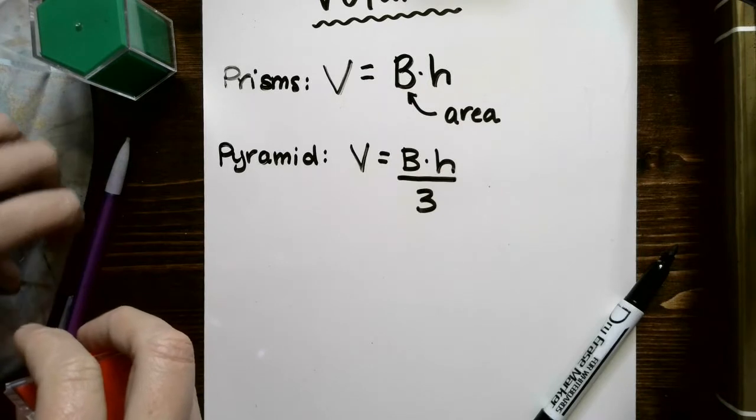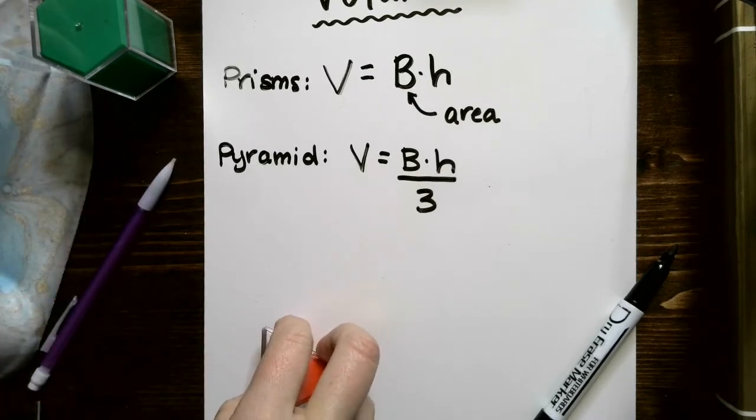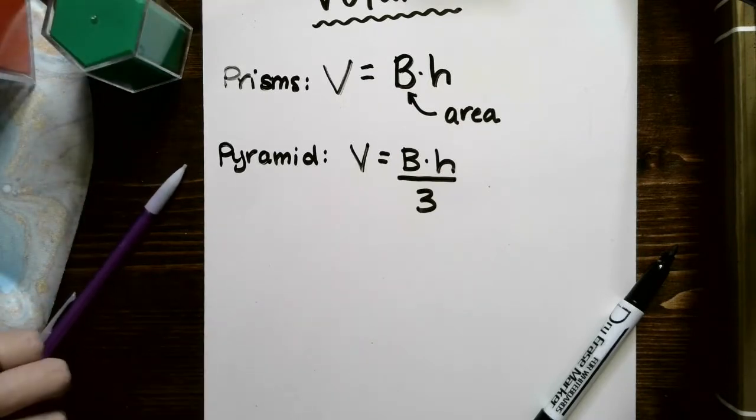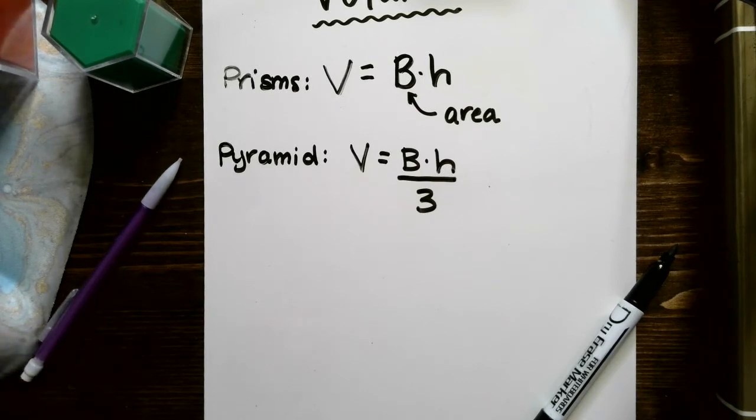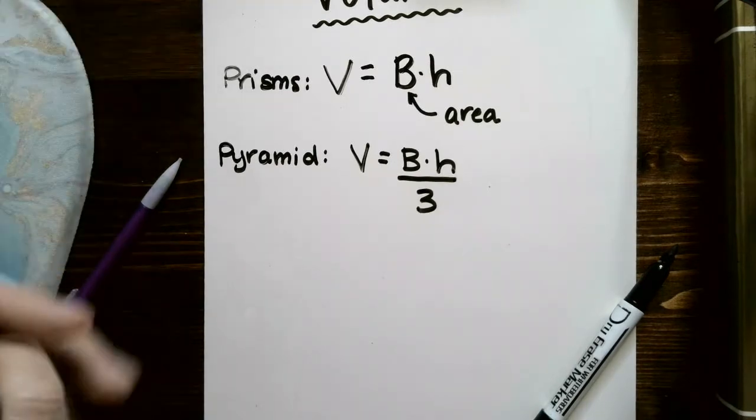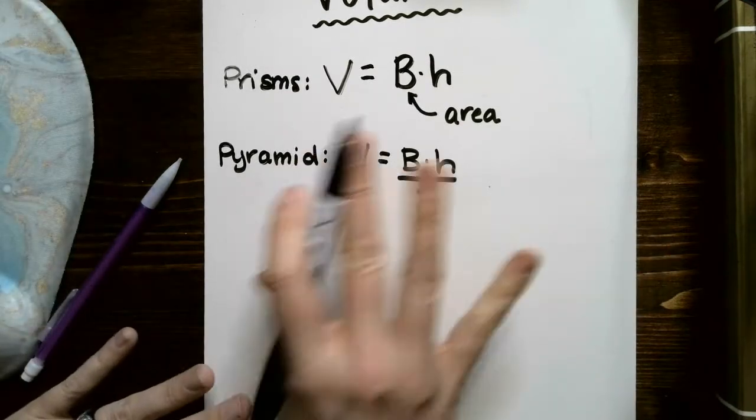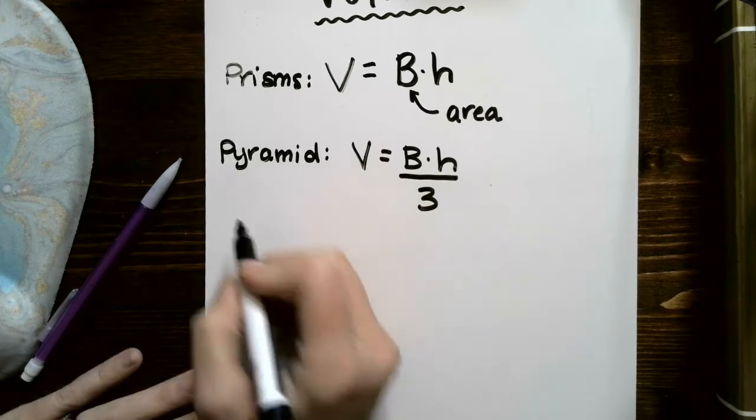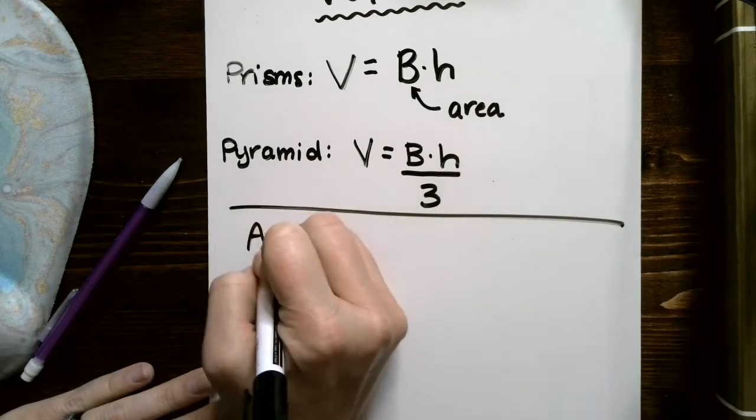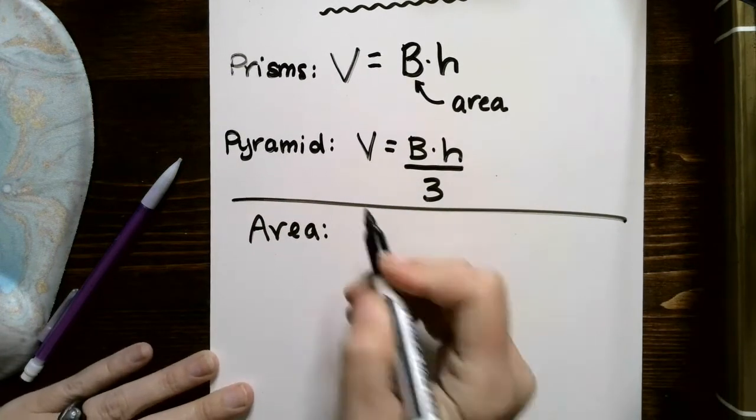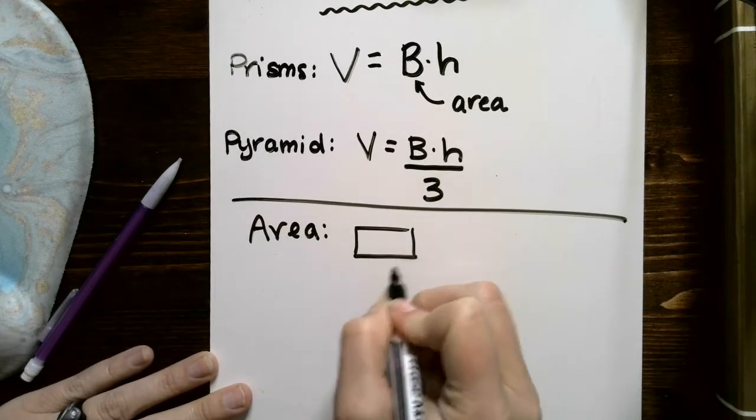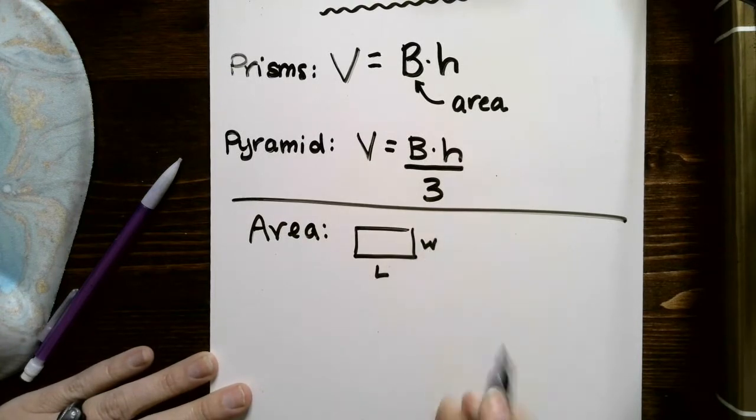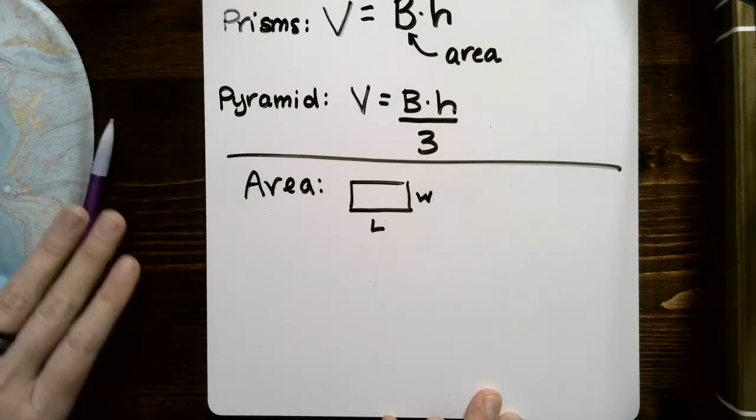Okay, so let's talk about some formulas that are going to be really helpful for you for finding volumes of pyramids and prisms. First, make sure that you're writing down these formulas. Then let's talk about some common areas for finding the base. We know the area of a rectangle is going to be length times width, or length times height. You may hear it referred to as that.